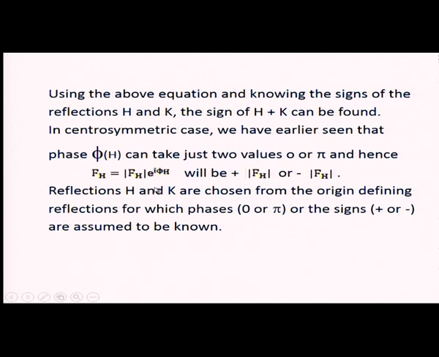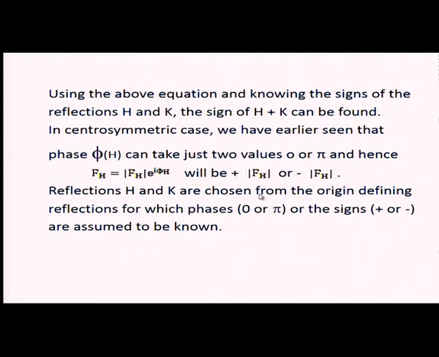When you substitute your phi h as pi, the other possibility, e power i pi is cos pi plus i sin pi, sin 180 is 0, and cos pi we have minus value, minus 1. Therefore, we have only two choices in the centrosymmetric case for the phases, namely 0 or pi, and correspondingly F of h will be plus mod F h or minus mod F h. So, that is what we can also define as the phase problem in the centrosymmetric case: assigning of algebraic signs, plus or minus, to the structure factor amplitudes obtained from experimental intensities.